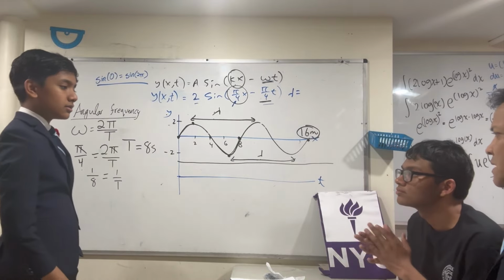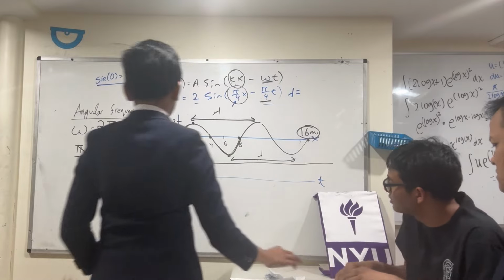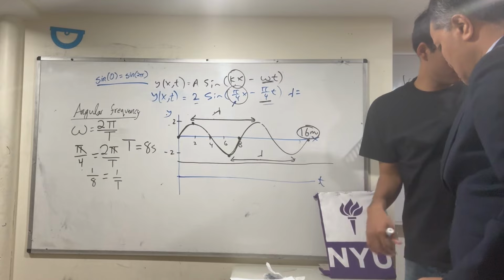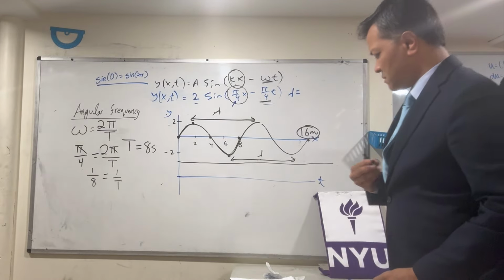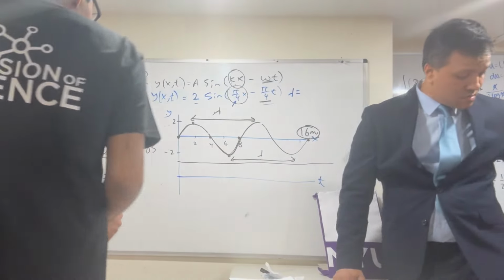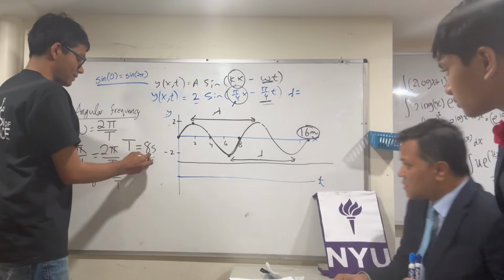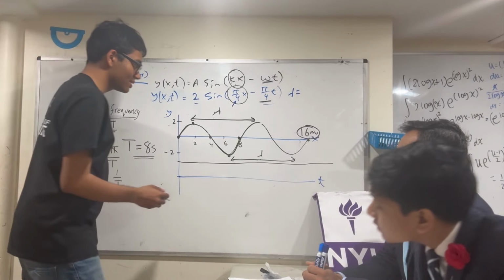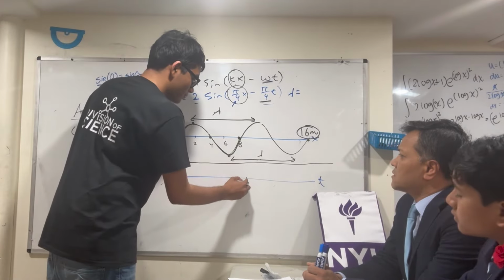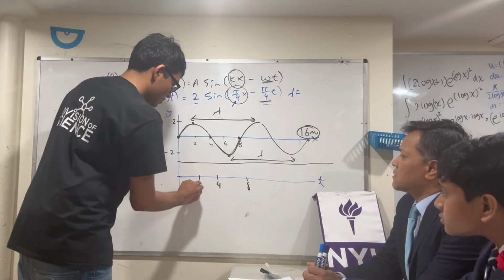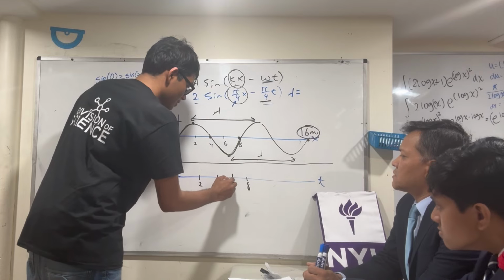Now, can you do the graph? Yes, since we have the period. Again, use the 5 points. Okay, so the period is 8 seconds. That means our last point will be 8. That means our midpoint will again be 4. That means this is 2. That means this is 6.